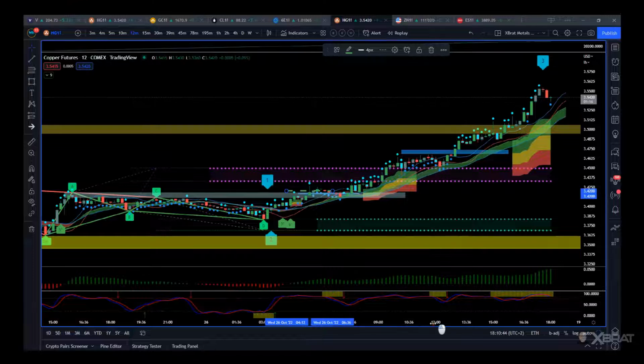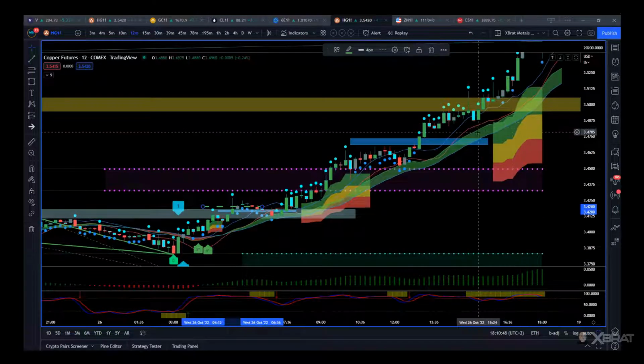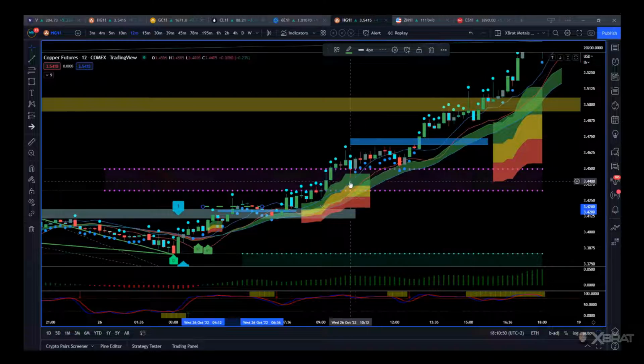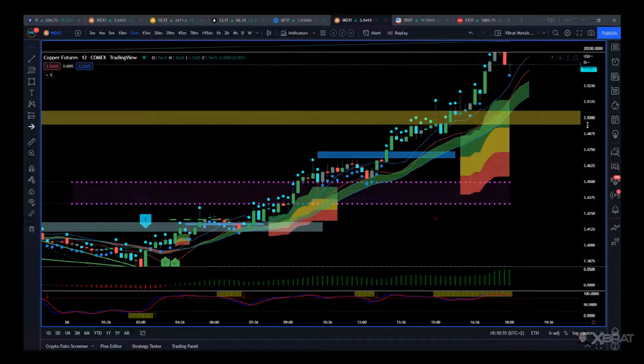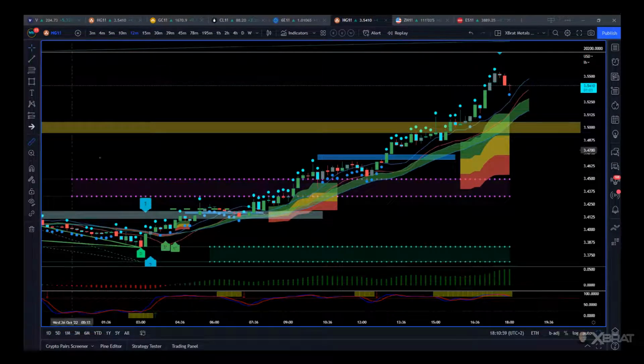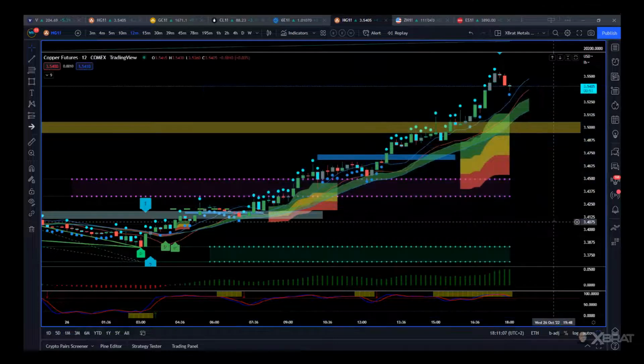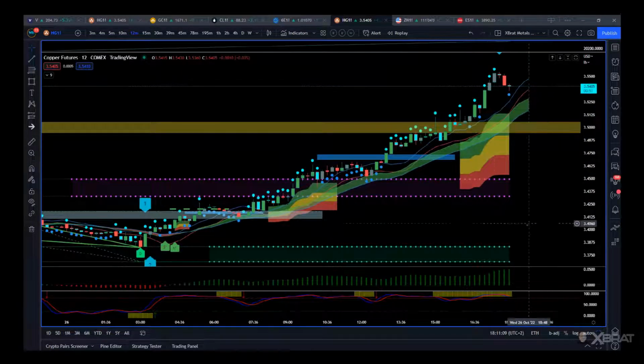Okay, now once we're in, we're going to use the manager to manage this trade. So the manager is this green ribbon here. Okay, so as long as this remains green, we stay in this trade. So right now we're in this trade. It has moved from entry 239 ticks. Now, are there opportunities to add to this trade?